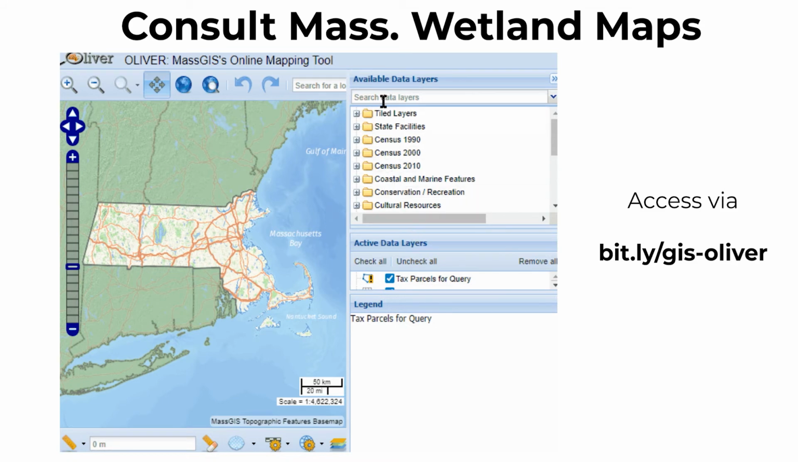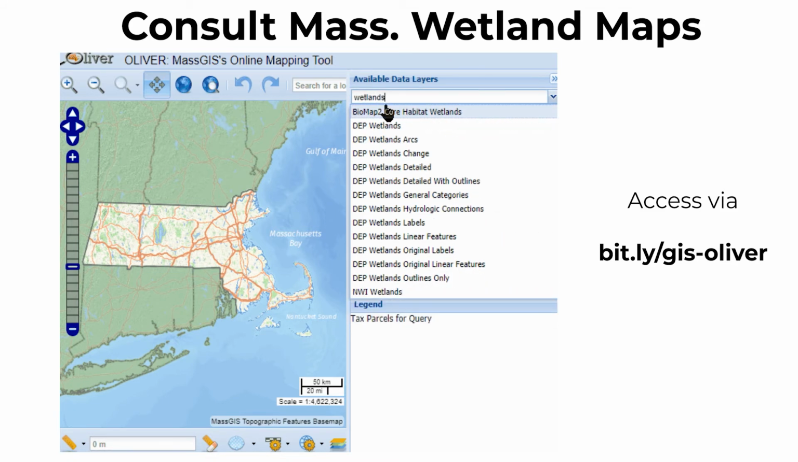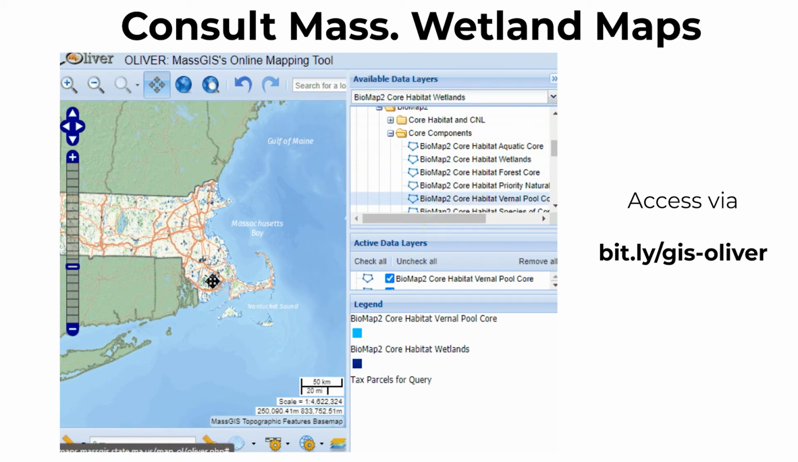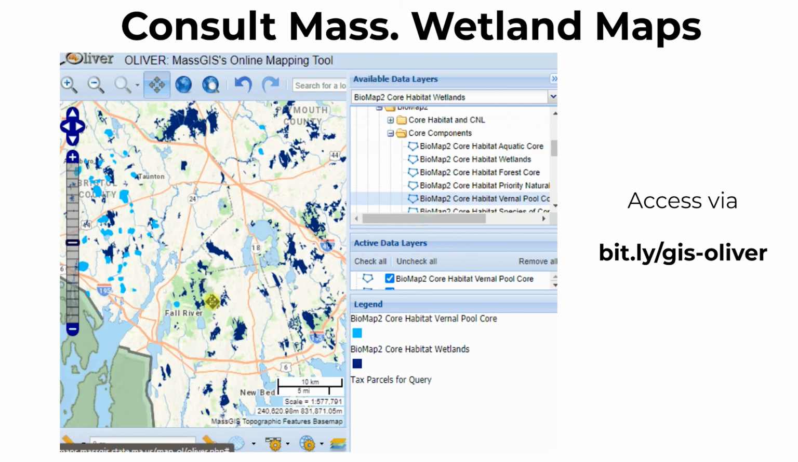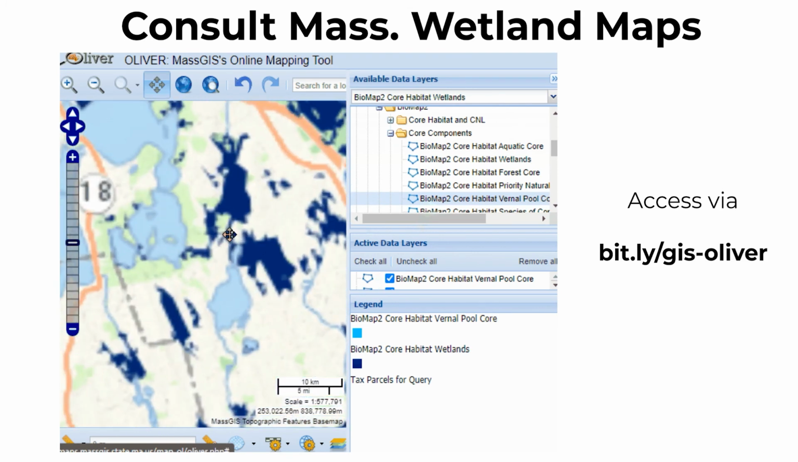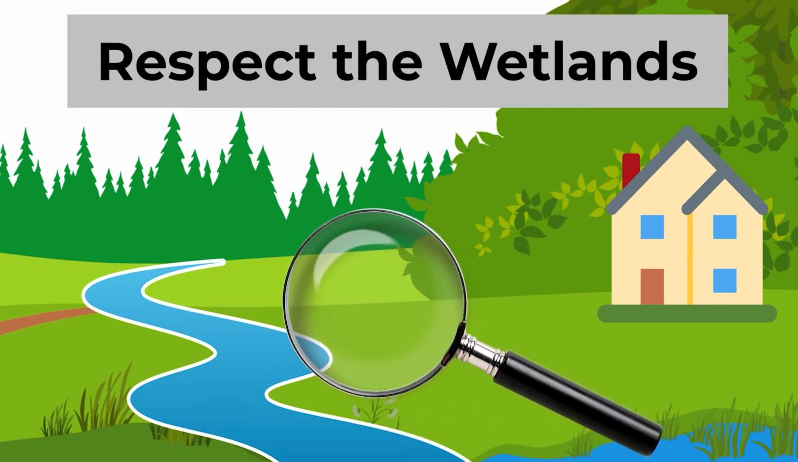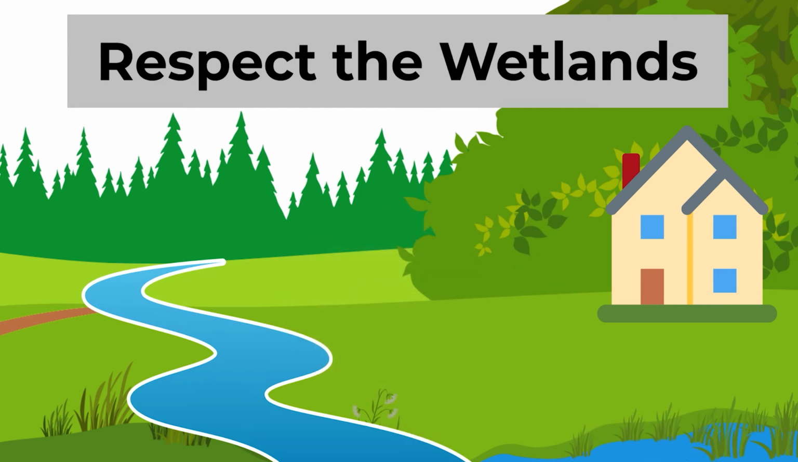Similarly, wetland maps are available for reference from the state of Massachusetts via their GIS service called Oliver. Searching for wetlands in Oliver's Available Data Layers search box will bring up options for viewing these maps. Once you've located the general area of wetlands in your vicinity, avoid disturbing these sites with materials like yard waste.